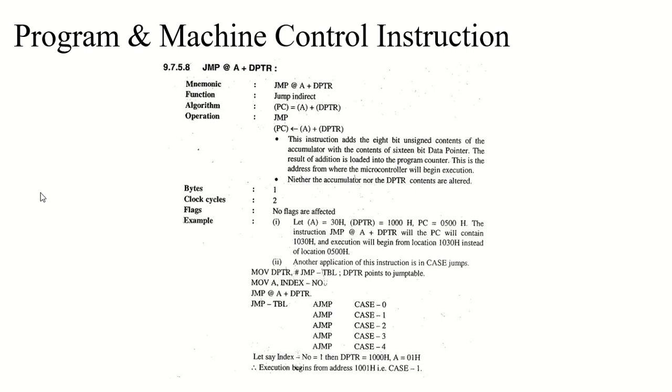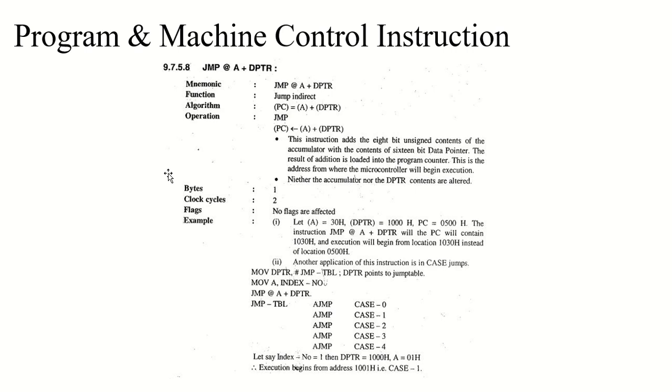Okay, so this is the most weird and most complex instruction which you will see. What are you doing? You are taking the 8-bit unsigned content of the accumulator, you are taking the content of the 16-bit data pointer, you are adding both of them together, and this addition is getting loaded into the program counter. So this will be the address from where the microcontroller will begin execution.